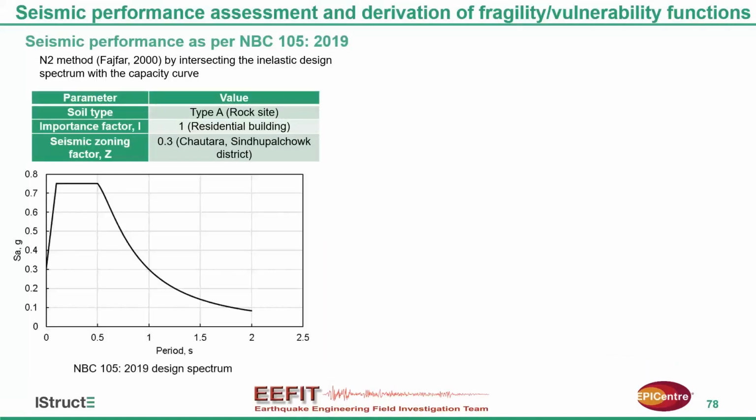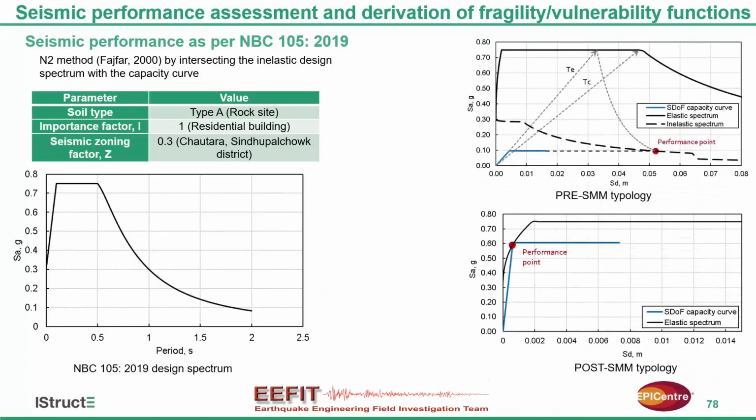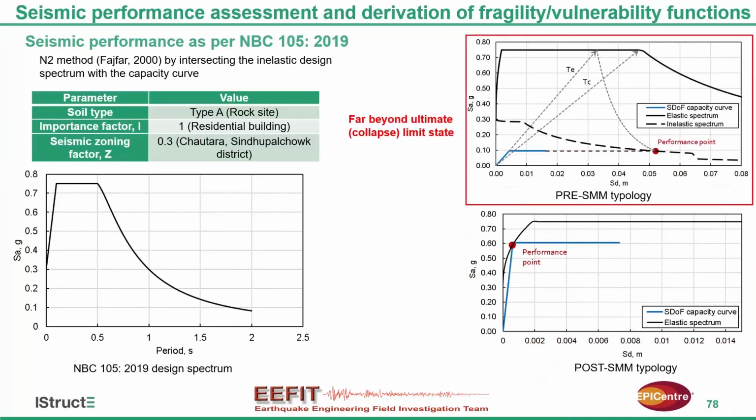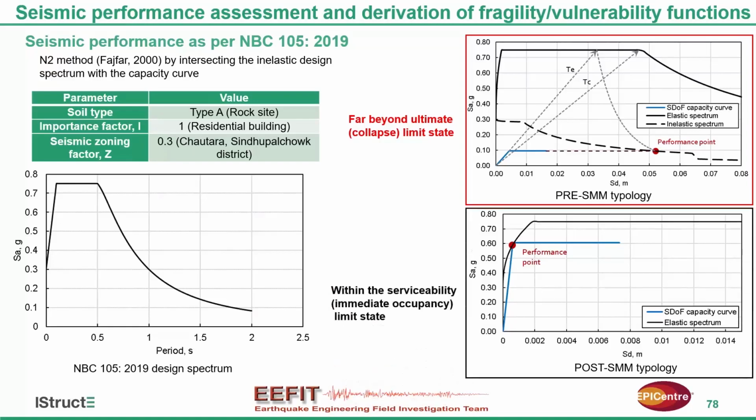So as per the Nepal building code, the pre-earthquake typology performs far, far beyond the ultimate limit state of these buildings. This is using the N2 method. While the new typologies perform within the immediate occupancy, the serviceability limit. But if you consider the material quality variations here, the capacity curve could be somewhere here as well. If you compromise material quality, the serviceability limit could be challenged.